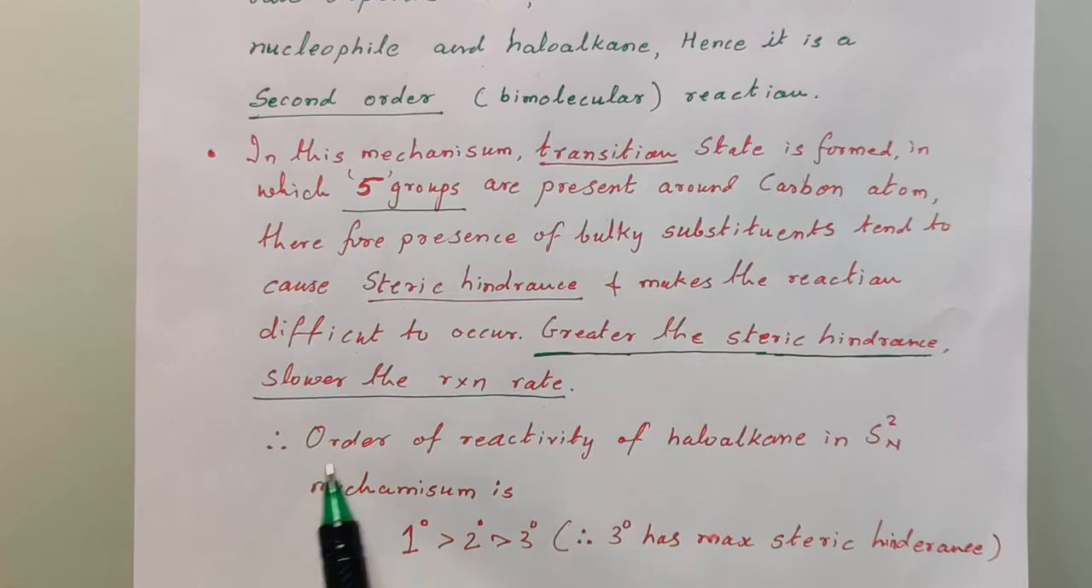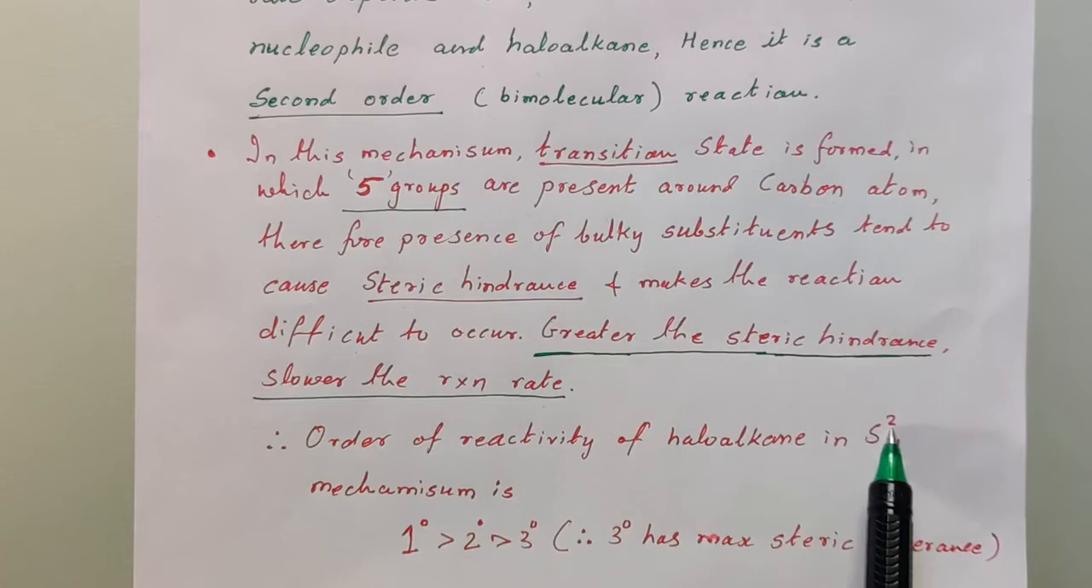Therefore, the order of reactivity of haloalkanes in the substitution nucleophilic bimolecular mechanism is primary greater than secondary greater than tertiary. A tertiary group has maximum steric hindrance, students, so it will offer much difficulty for the nucleophile to attack the haloalkane, and therefore the rate of reaction will be slower. Compare it to secondary and primary. Primary will give you the fastest SN2 mechanism, but tertiary will give you the slowest. Okay, clear?